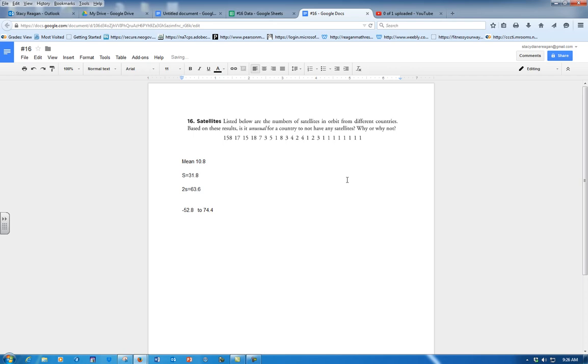So if I'm looking at this and it says, based on these results, is it unusual for a country to not have any satellites? Well, 0 does fall in my range here. 0 is between negative 52.8 and 74.4. So it is not unusual to have no satellites because 0 falls between negative 52.8 and 74.4. So that's what we're doing when we answer that question.